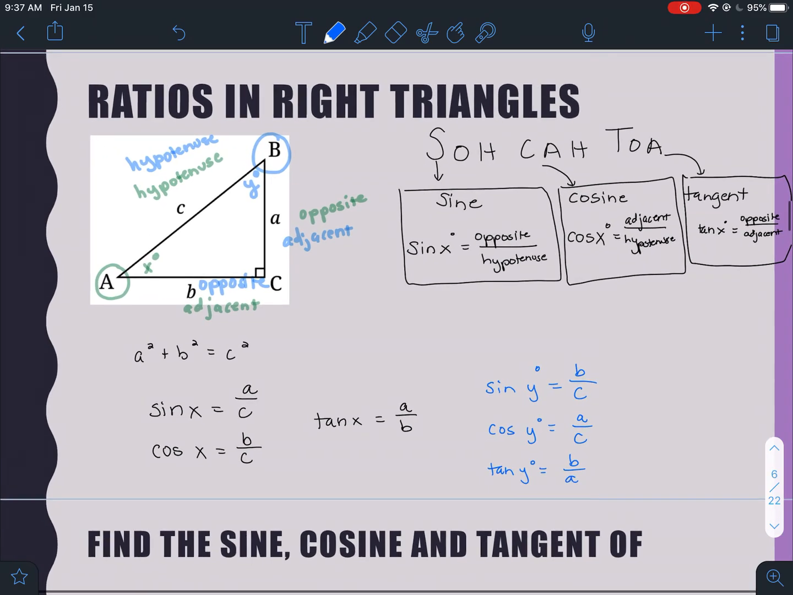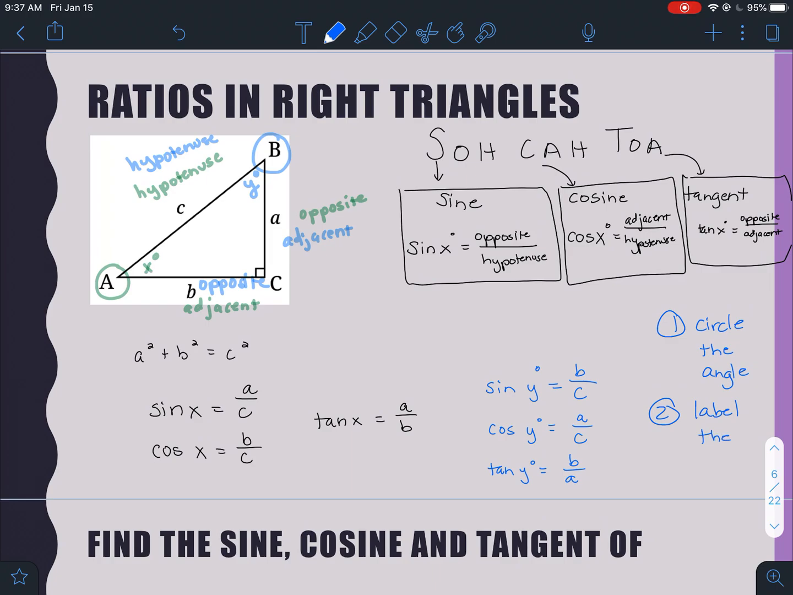So when you are doing your trig ratios, the very first thing you want to do is circle the angle. So circle whatever angle they're talking about. And then step 2 is you're going to label the sides. So label them opposite, hypotenuse, and adjacent. So when you are doing these problems, your first step is you're going to want to circle whatever angle they're talking about and then label the sides.